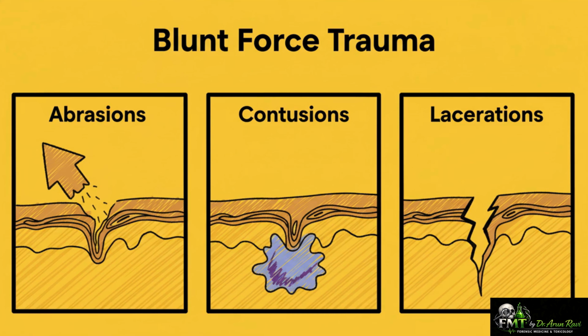There are 3 main types you'll hear about. Abrasions are basically scrapes. Contusions are what we all know as bruises. That's just blood leaking out under the skin. And lacerations, those are actual tears or splits in the skin caused by some kind of crushing force.